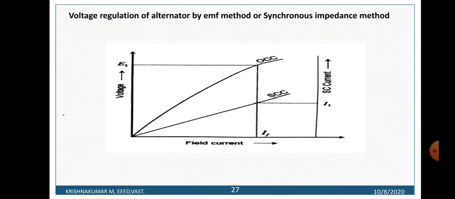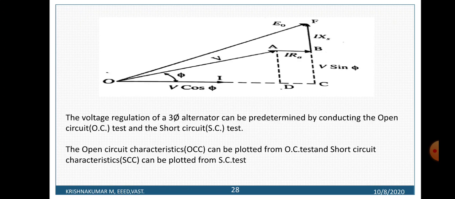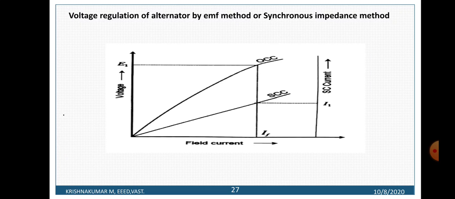Then how can we find out the voltage regulation? Voltage regulation of an alternator by EMF method or synchronous impedance method. So by conducting the voltage regulation by EMF method or synchronous impedance method, we need to conduct two tests on the alternator. One is the OC test and the other is the SC test.